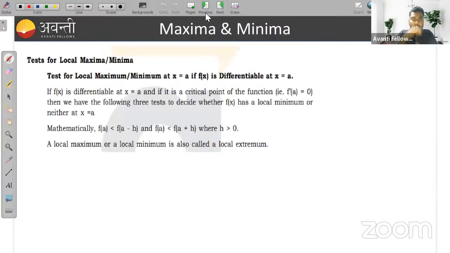Now, what is the test? How can we determine whether the function has a local minimum or local maximum at those points? By using differentiation, right? Using differentiation, how can we say whether it will be local maxima or local minima? Okay, let's see.